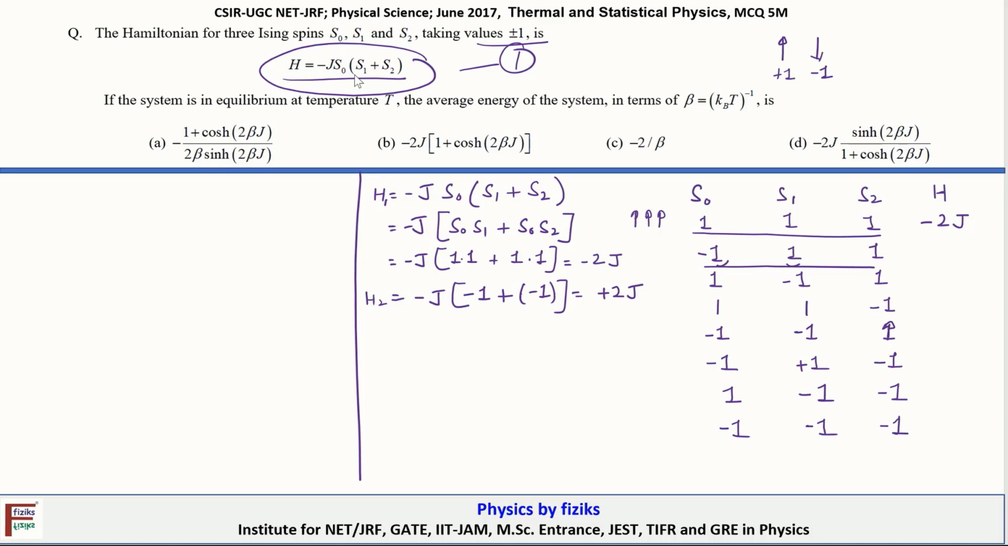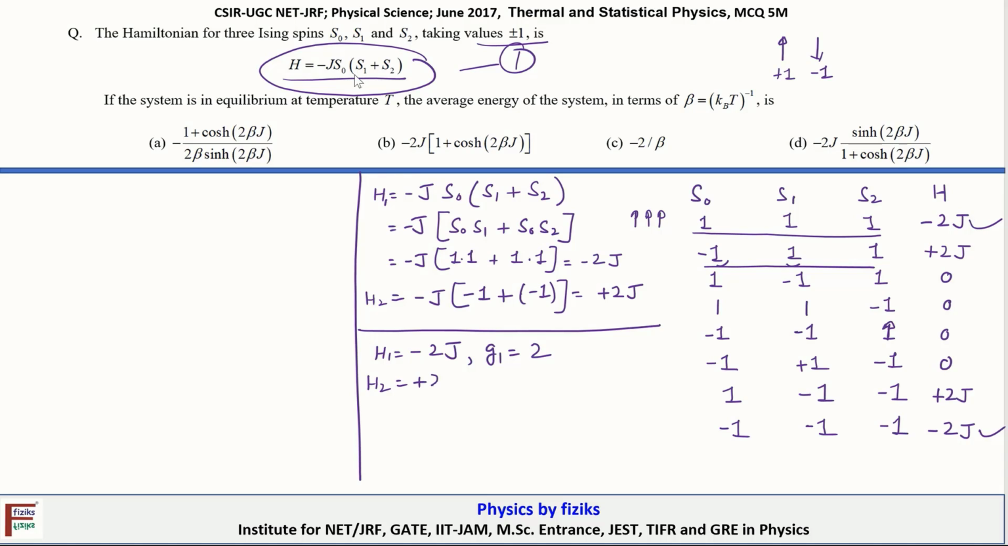So for the second case this is plus 2J, and then for these cases it will be 0, 0, 0, 0, and for this case the energy will be 2J, and for this case the energy will be minus 2J. Now I'm going to summarize these results here. H1 is equal to minus 2J, and the corresponding degeneracy g1 is equal to 2, because here we have obtained 2 times the energy of minus 2J, so that's why the corresponding degeneracy is 2 here. Now what is the energy H2? Plus 2J.